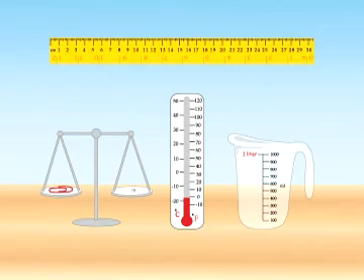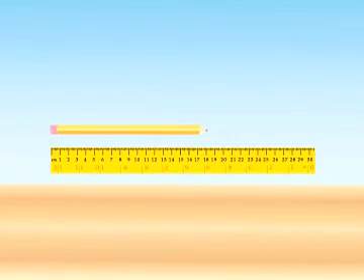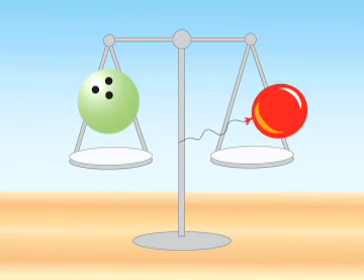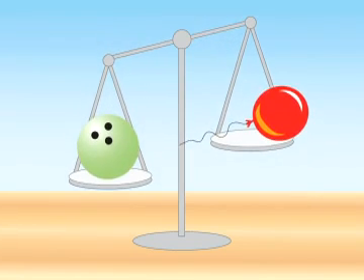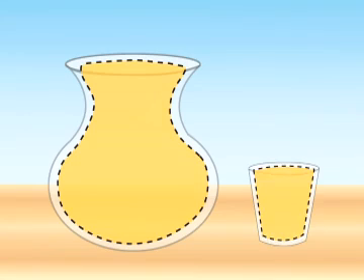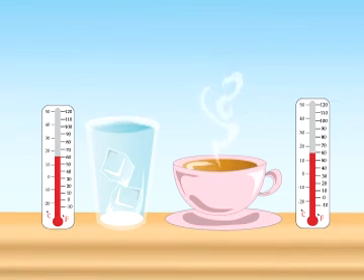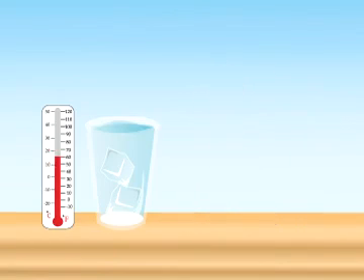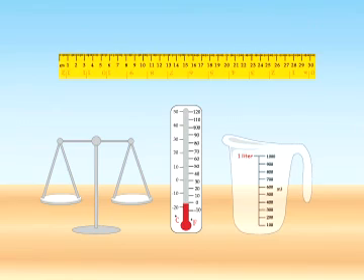We can measure things. Things can be long or short. Things can be heavy or light. Things can fill up a big container or a small container. Things can be hot or cold. We can measure them. There are tools that help us to measure.